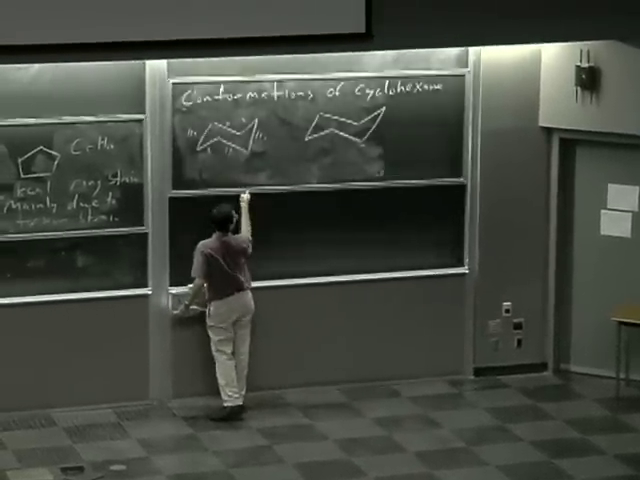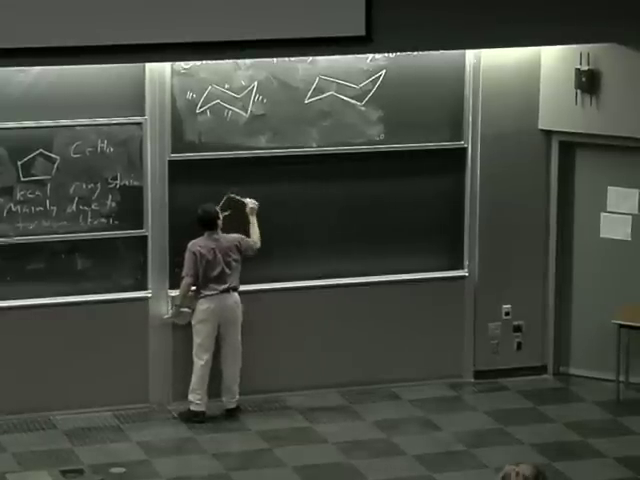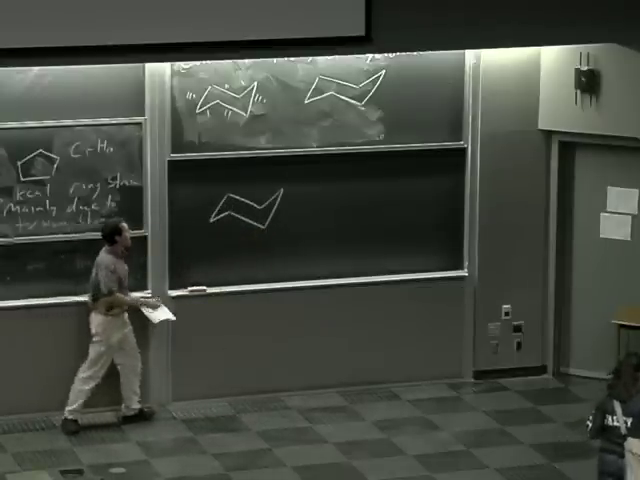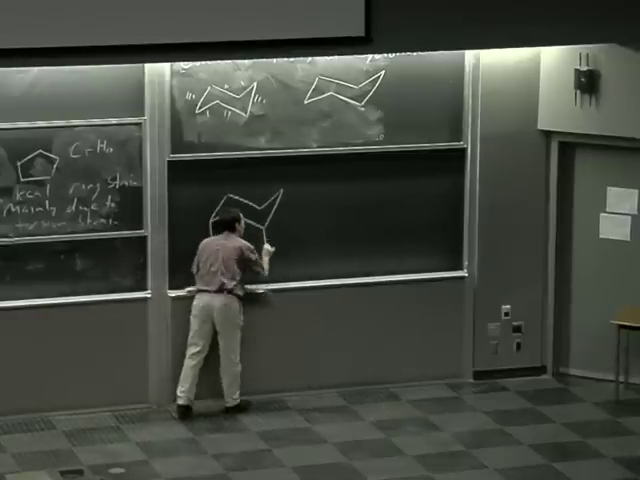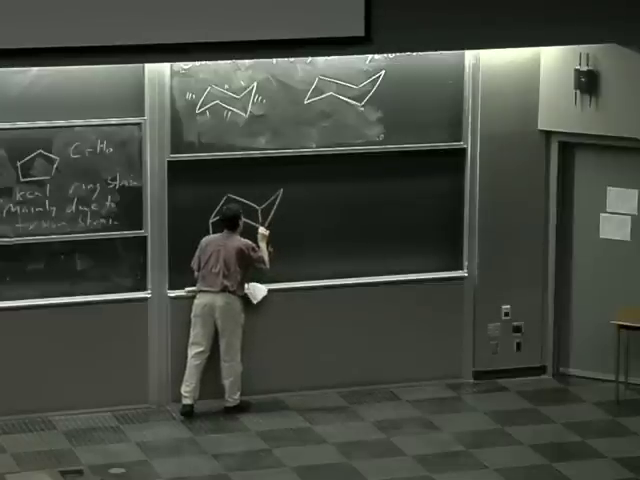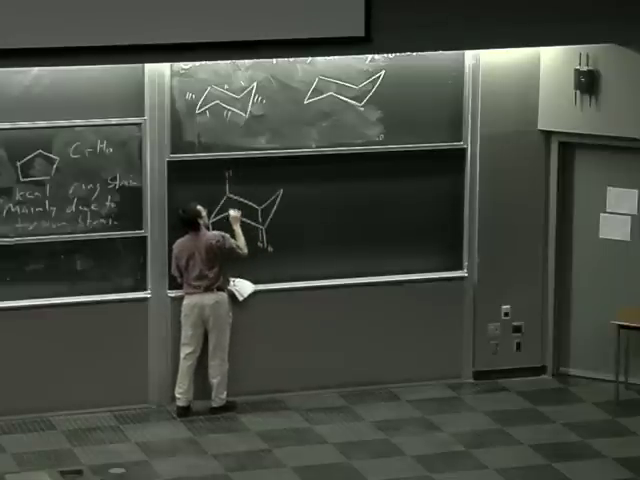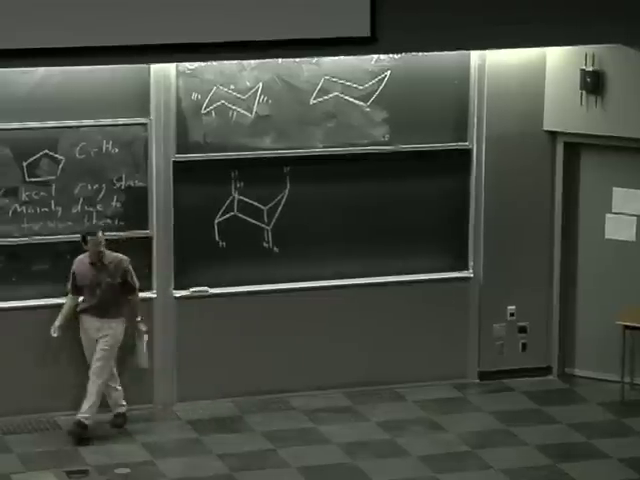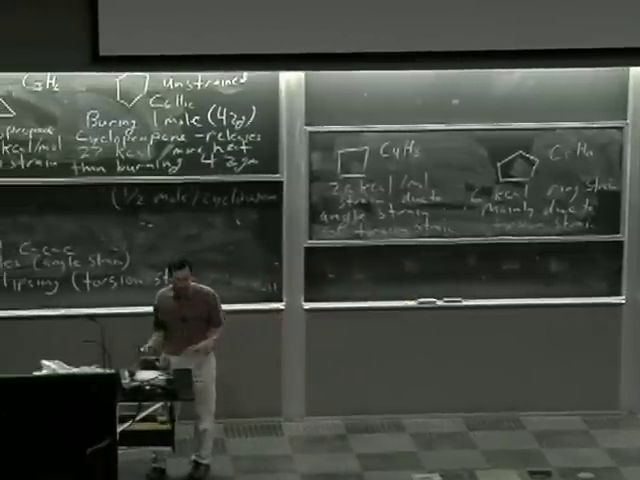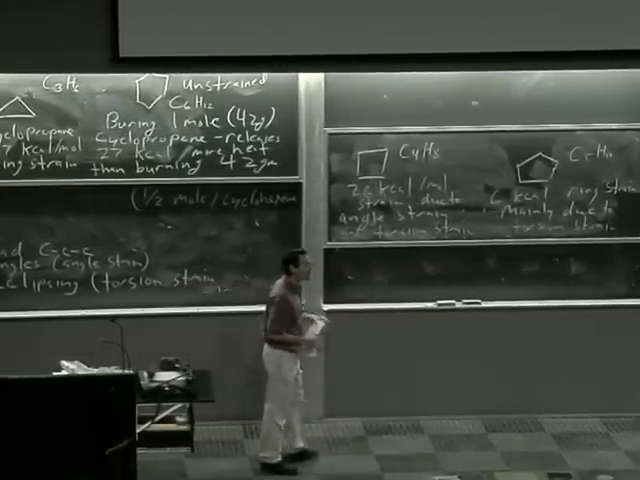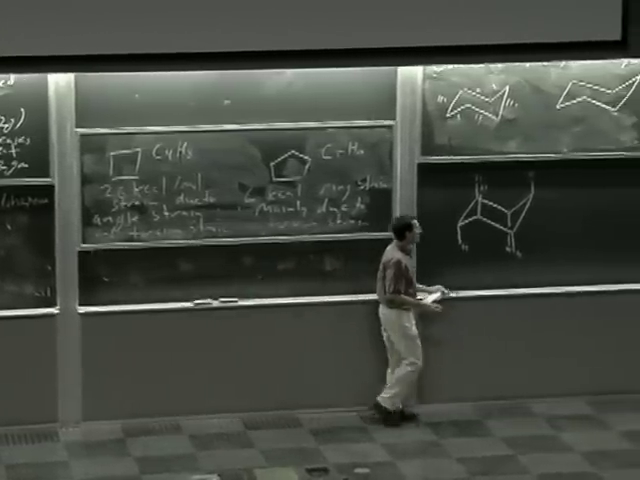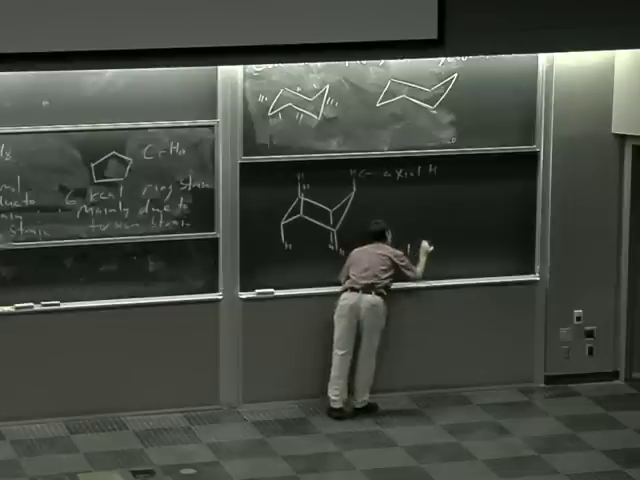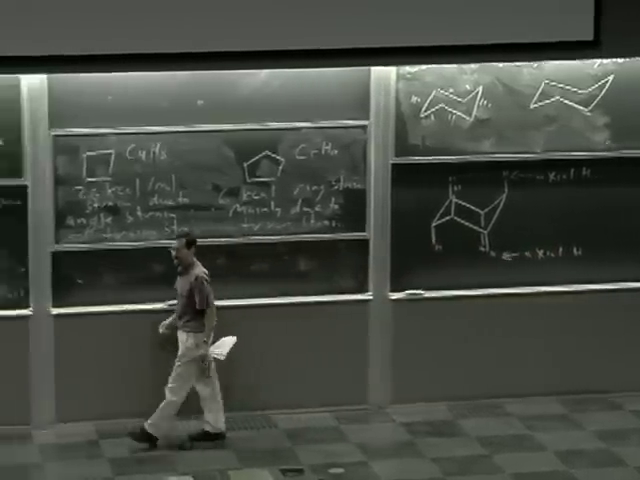So let's draw in our hydrogen atoms. There's our canonical cyclohexane ring. Here are our hydrogens pointing down, the legs. Here are our hydrogens pointing up. We call all of these hydrogens axial, because they point along the vertical axis of the ring.